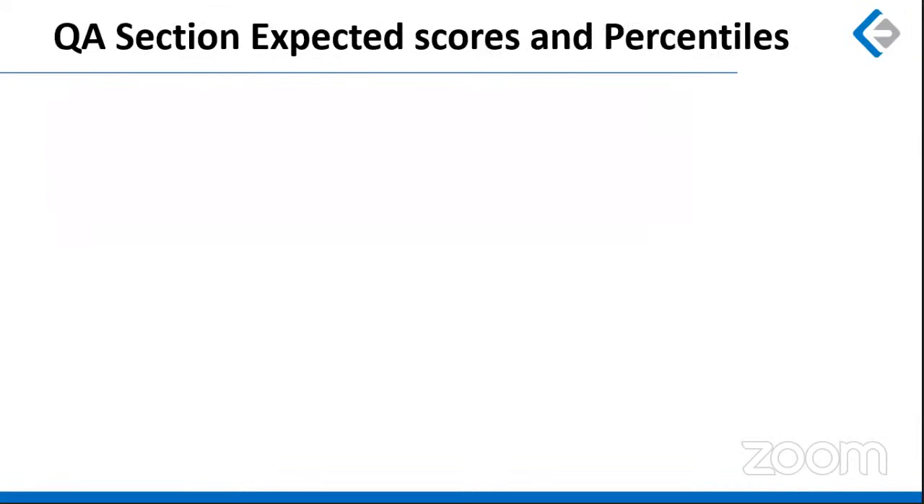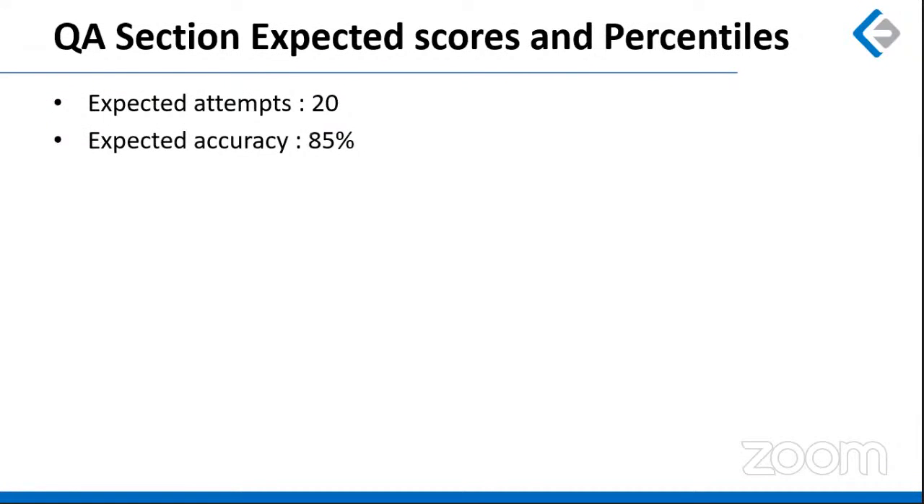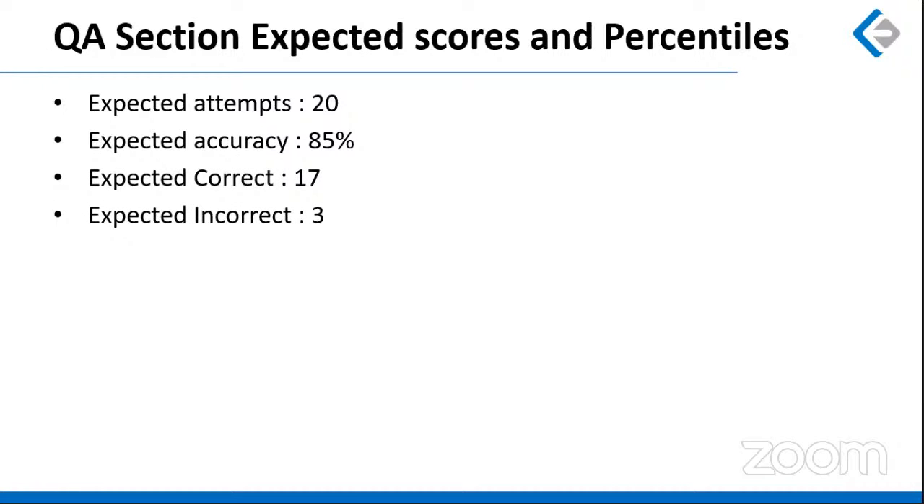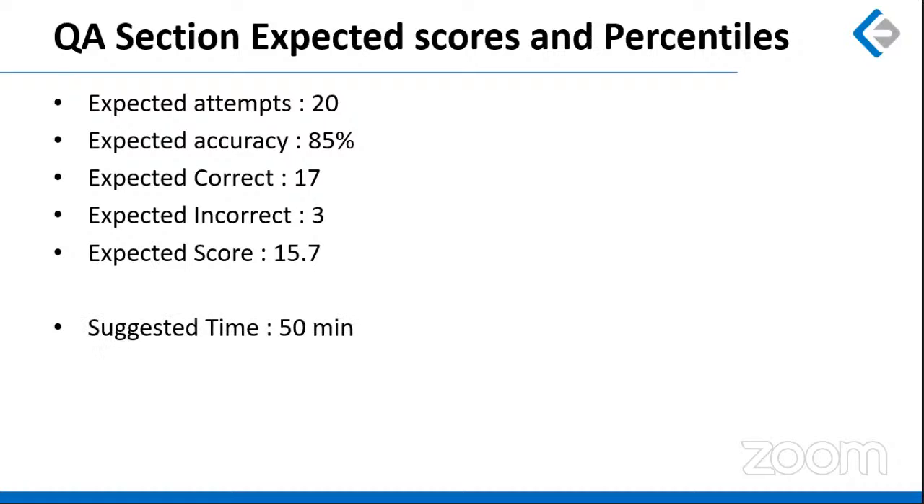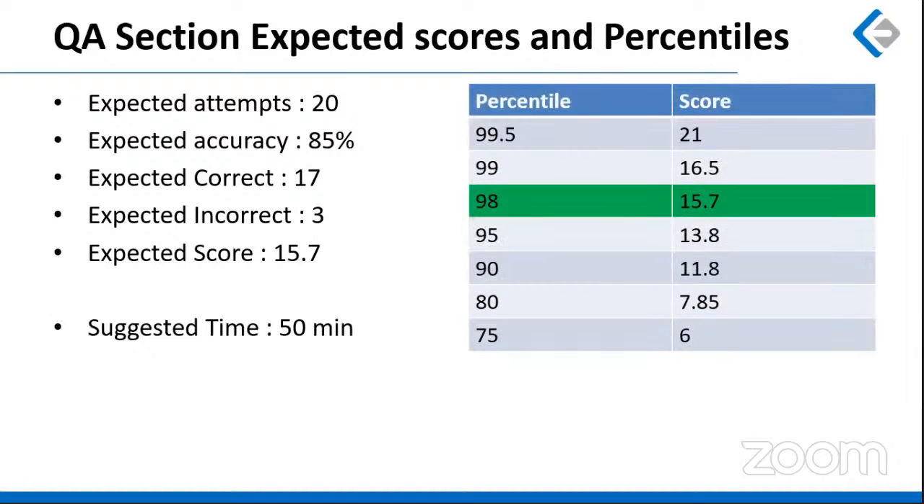Based on that, if you are solving 20 questions at an expected accuracy of 85 percentage, you might get 17 correct, 3 incorrect. And based on that, your score will be somewhere around 15.7 or 15.75 or 15.8. And this is doable under a suggested time limit of 50 minutes. Let's look at the detailed table. This is how it goes.